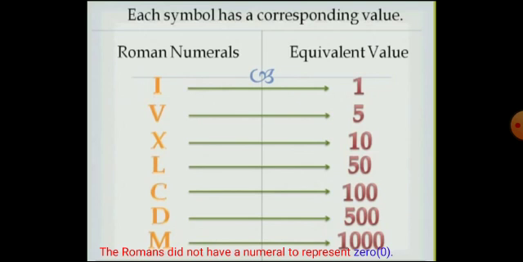The Roman numeral system did not have a numeral to represent 0. In our Hindu-Arabic system, we use the digit 0. But in the Roman numeral system, there is no symbol to represent 0, children. You have to remember it.